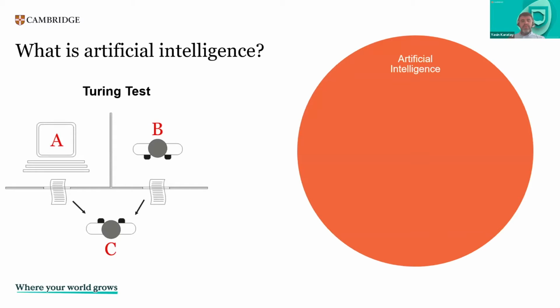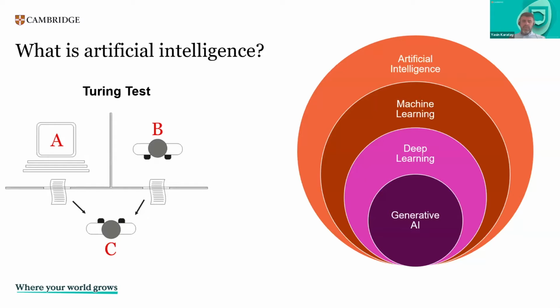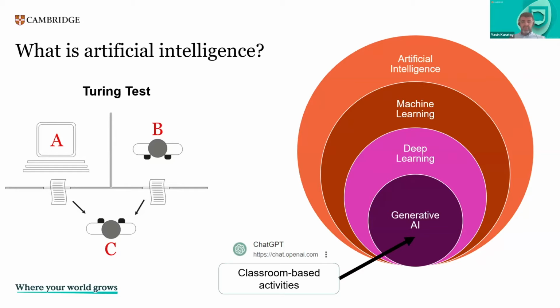Imagine AI as a big umbrella that covers different ways that machines can mimic our abilities. So under this umbrella, we have something called machine learning, which is where machines learn from data. And going deeper, there is deep learning, a machine learning approach that is similar to how our brain works to make more complex decisions. And lastly, we have generative AI. So in this session, I'm going to be focusing on generative AI specifically because this is the type of technology we can use for our classroom-based activities and exercises.